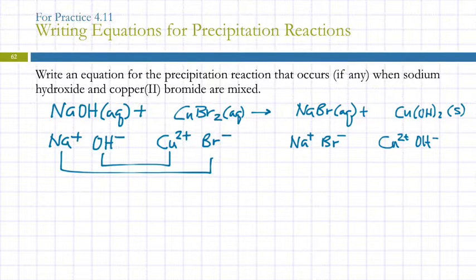So now we have reactants and products, and we can balance the equation. So we have 1 sodium and 1 sodium. We have 1 hydroxide and 2 hydroxides. So I need to go back over here and put a 2 in front of sodium hydroxide. And now my hydroxides are fine, but I changed the sodium. So 2 sodiums, I need to put a 2 over here in front of the sodium bromide. So I've got 2 sodiums. And over here, let's check bromine. 2 bromines, 2 bromines, 1 copper, 1 copper. Any questions?